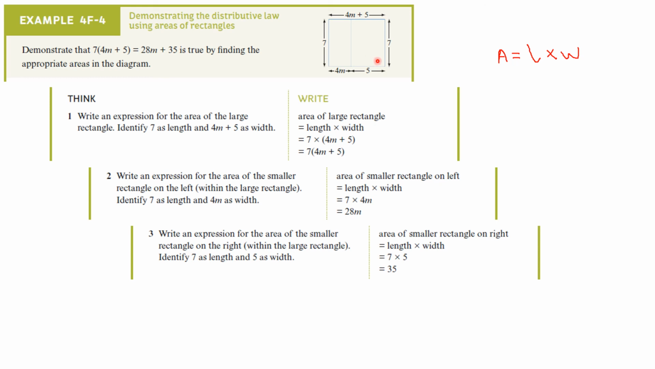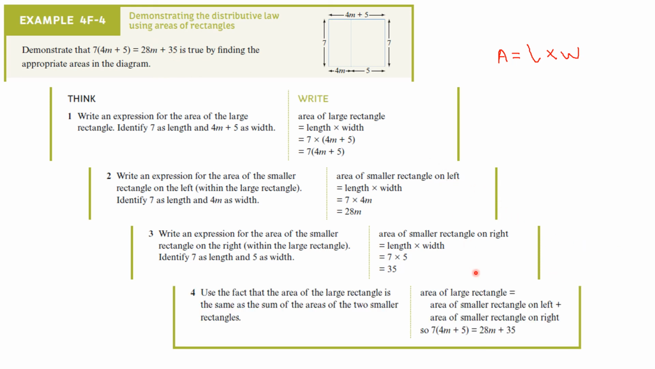This rectangle here on the right, this here is a width of 5. We know that length of 7, 7 5s to give 35. So we can see these two numbers, or these two terms, appear here.